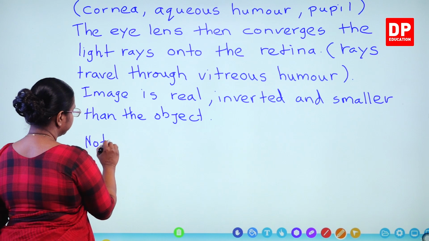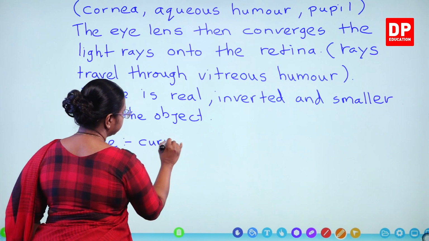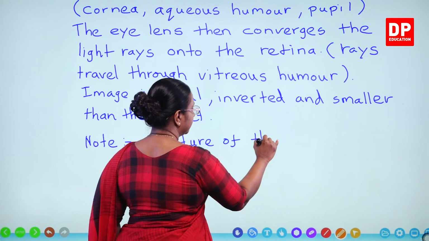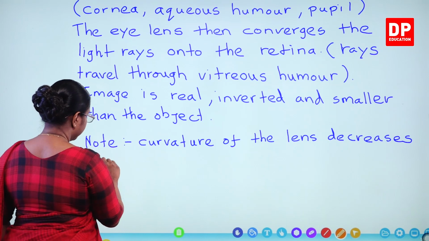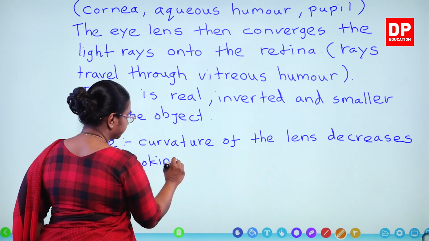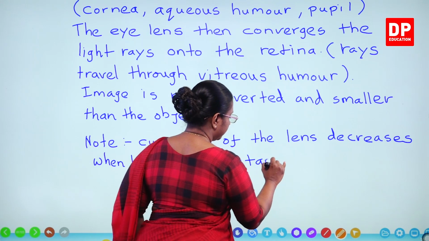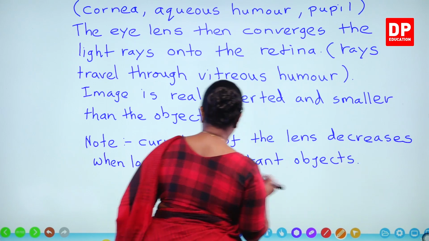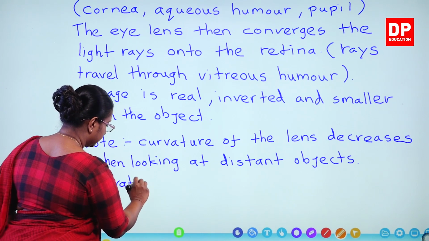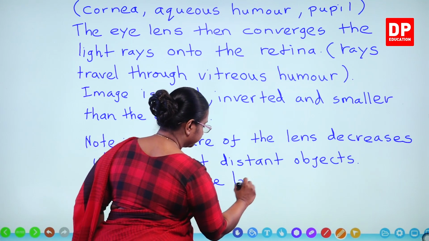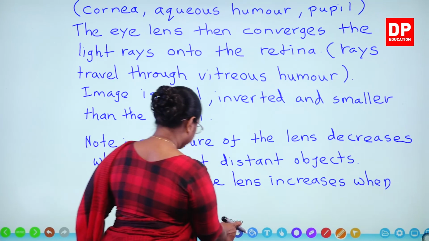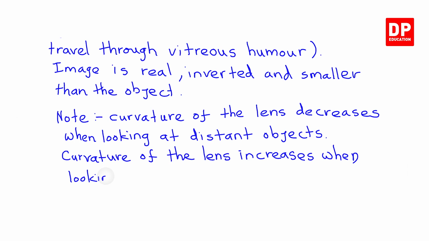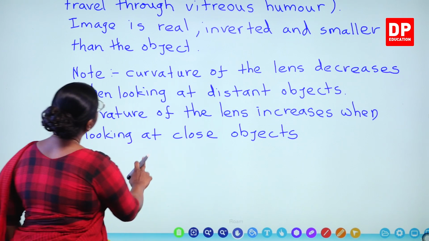As a note, you can say: curvature of the lens decreases when looking at distant objects, and the curvature of the lens increases when looking at close objects. So that is the answer.